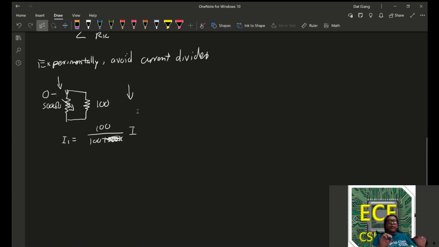In general, current dividers are not bad. They are useful for biasing, for bias currents, for operational amplifiers. However, experimentally, we can't use it to control too much stuff. And in general, if we want to control something, we generally want to avoid a current divider. We always want to use a voltage divider. So that's just some information. Okay, thank you.